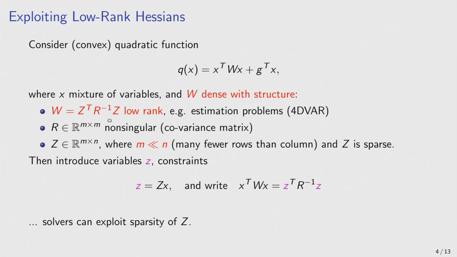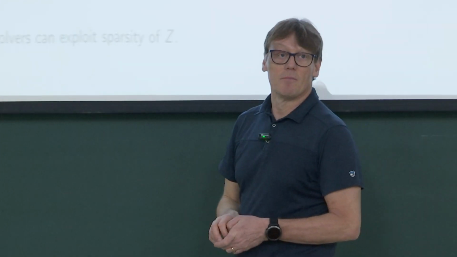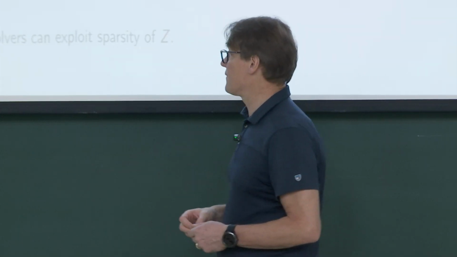And you can often exploit sparsity. For example, if there's sparsity in Z, then this additional equation can be solved efficiently. So this is sort of a simple modeling trick that sometimes arises. And I've seen it mostly in inverse problems. And it turns out that if you do this, you can solve this problem much faster.